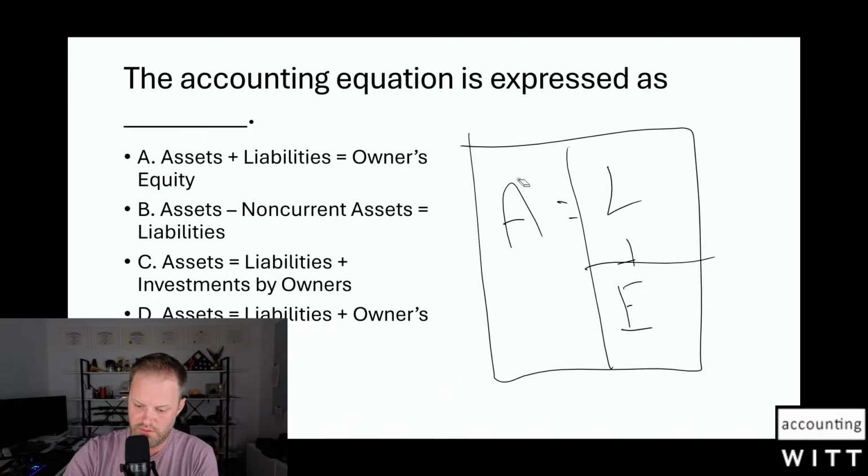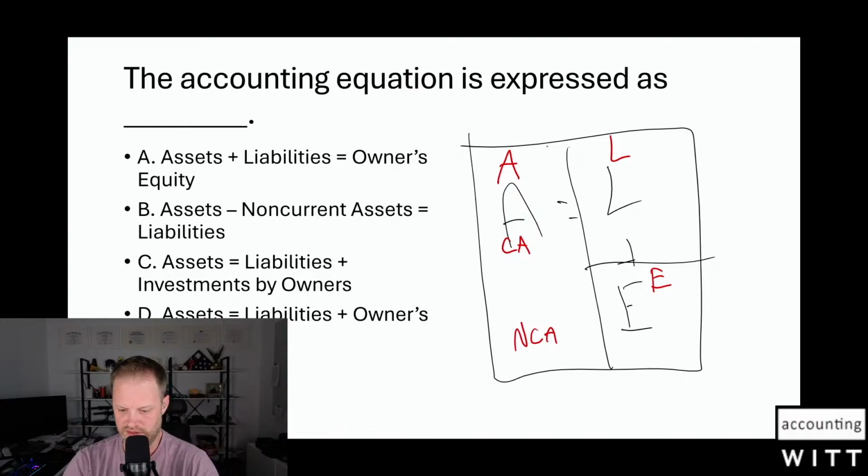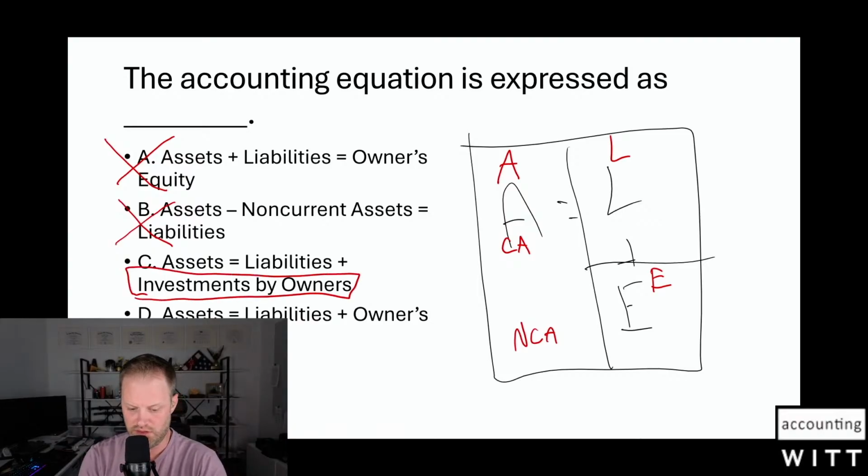So let's place each of these things. So we've got assets, liabilities, and equity. You've got non-current assets, current assets. So assets minus non-current assets would be current assets. So that's dumb. Assets plus liabilities is dumb. Assets equals liabilities plus investment by owners. Trying to trick you again. It's investment by owners is one of the boxes in equity. Assets equals liabilities plus owners equity. That's the correct answer.